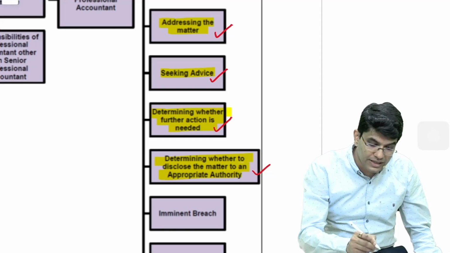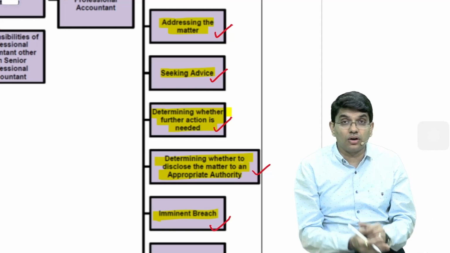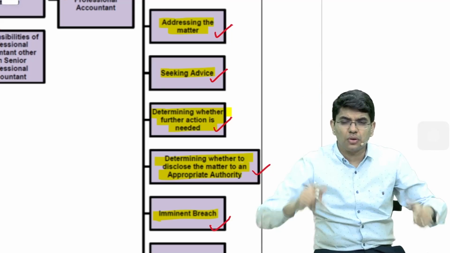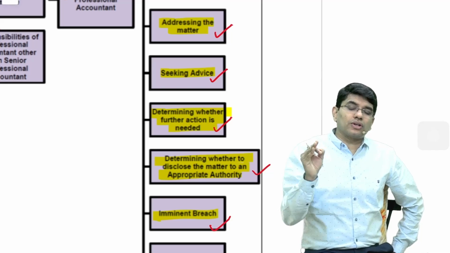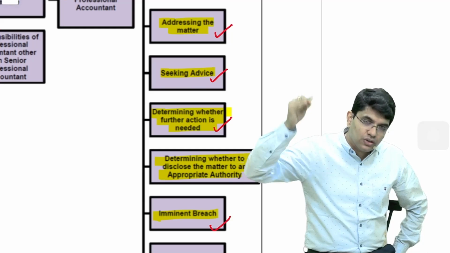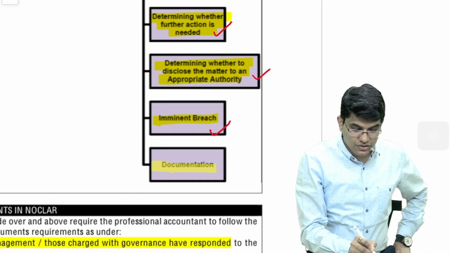Further, they say that if it is an imminent breach, a very big breach, where the higher authority of the organization is involved, a very big non-compliance, directly go to authorities. So in certain situations, they are saying that you should directly go to authorities. That's a big change. And then they want you to document things.